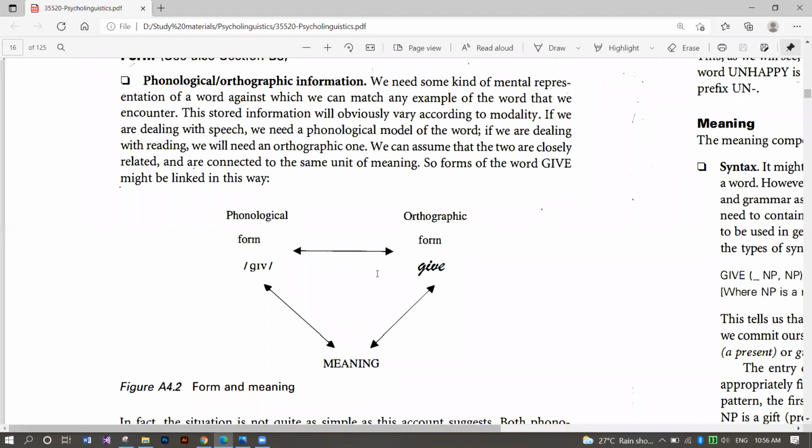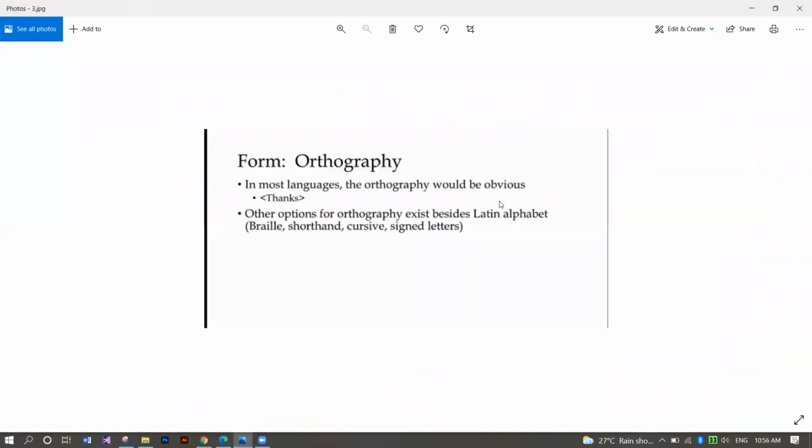Yes. Okay, so for orthographic form, you can see this picture. It's very easy. You can get it very easily. In most languages, the orthography would be obvious, but options for orthographic exist besides the Latin alphabet.